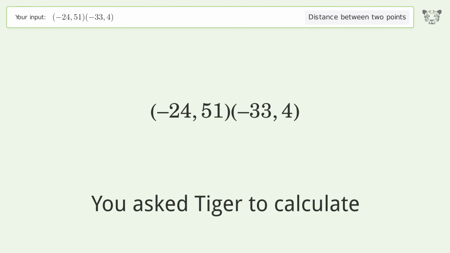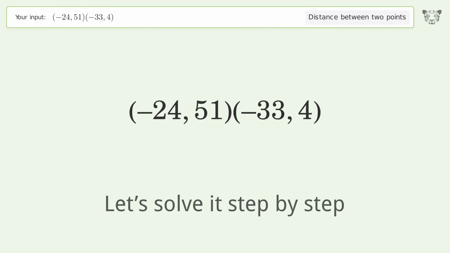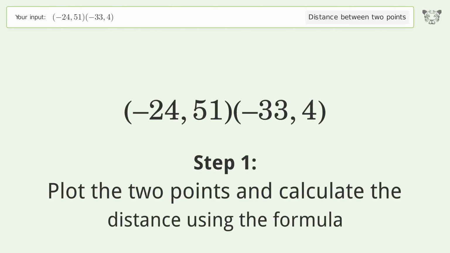You ask Tiger to calculate. This deals with the distance between 2 points. The distance between the 2 points is the square root of 2,290, or 47.854. Let's solve it step by step. Plot the 2 points and calculate the distance using the formula.